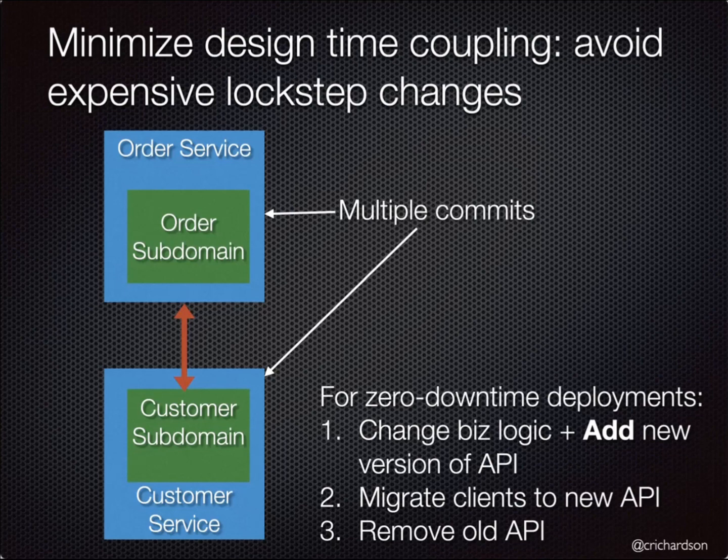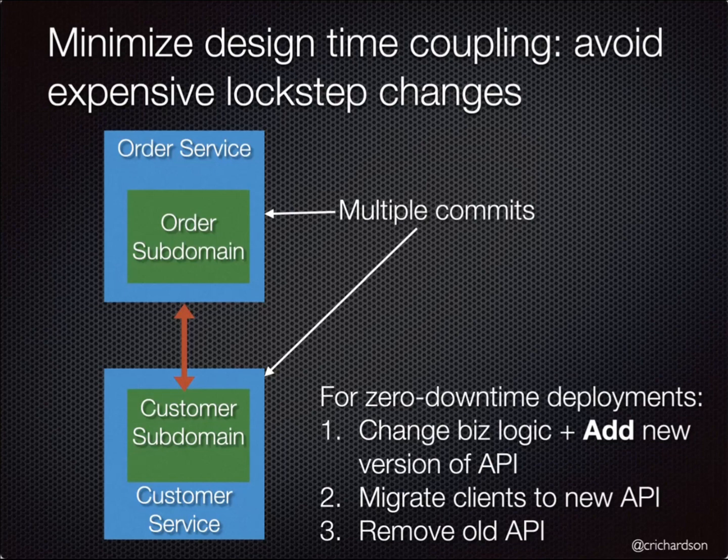So let's imagine that the customer service API changed in a breaking way. For a while, the customer service would need to support the old and the new versions of that API. You then have to go and convince all of the client teams to migrate to the new version of the API. Hopefully they'll do that eventually, though they might hate you if that interferes with their priorities. And only then can you remove the old version of the API. So these changes across service boundaries are actually quite expensive.